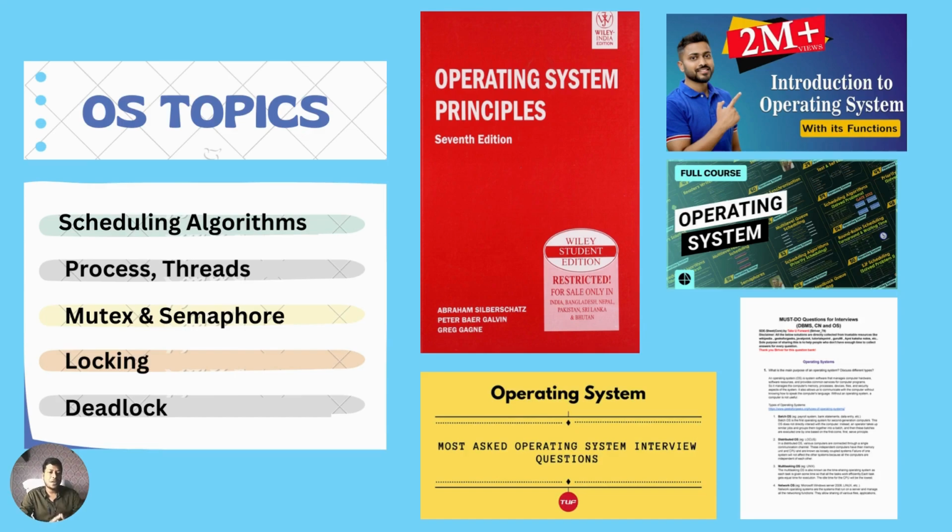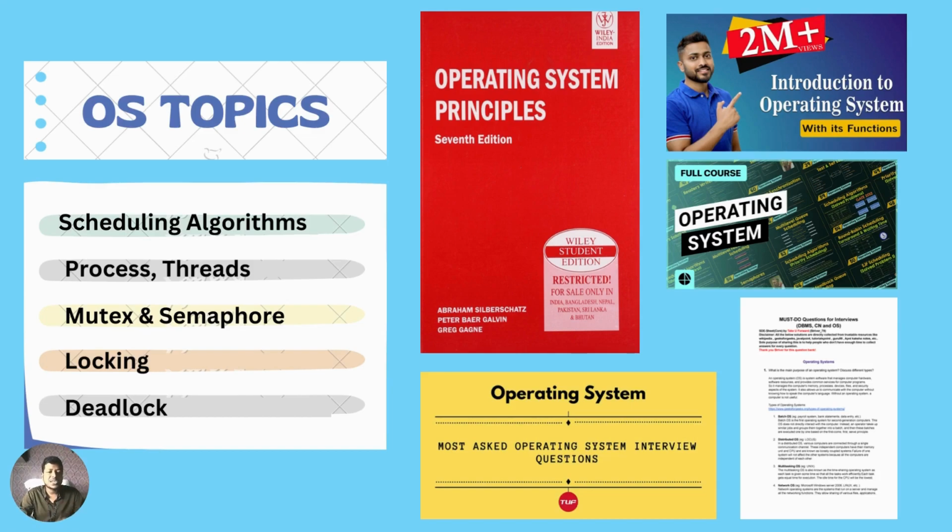First, coming to the operating system topics. The most widely and frequently asked questions over here are on the scheduling algorithms. You can be asked about any of these scheduling algorithms and you need to explain them. It can be shortest job first, first come first serve scheduling algorithm. It can be shortest remaining time first. It can be longest remaining time first, round robin, priority scheduling, etc.